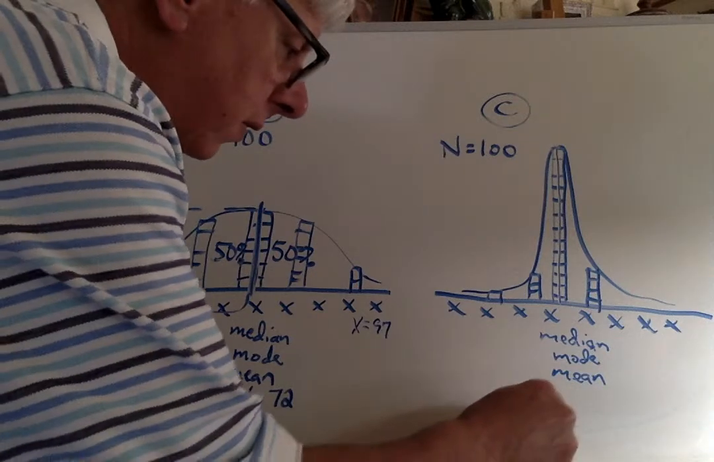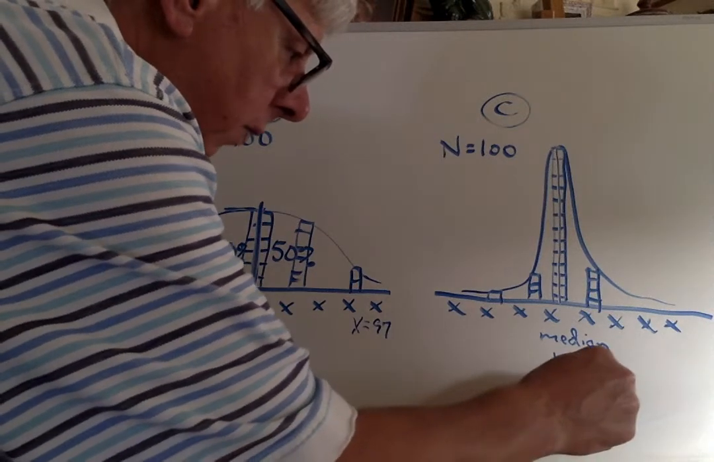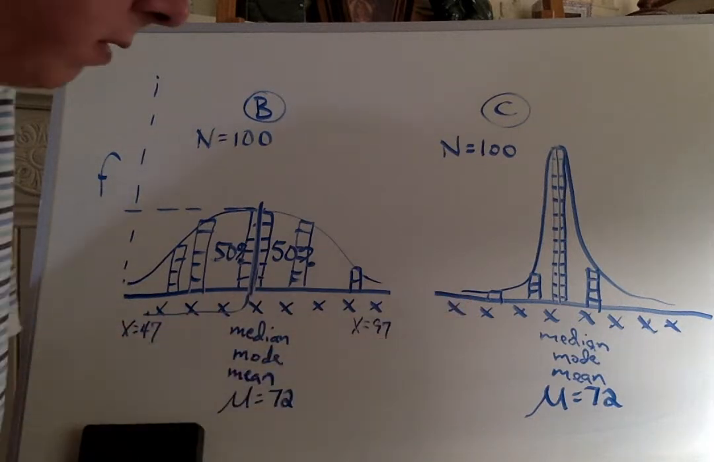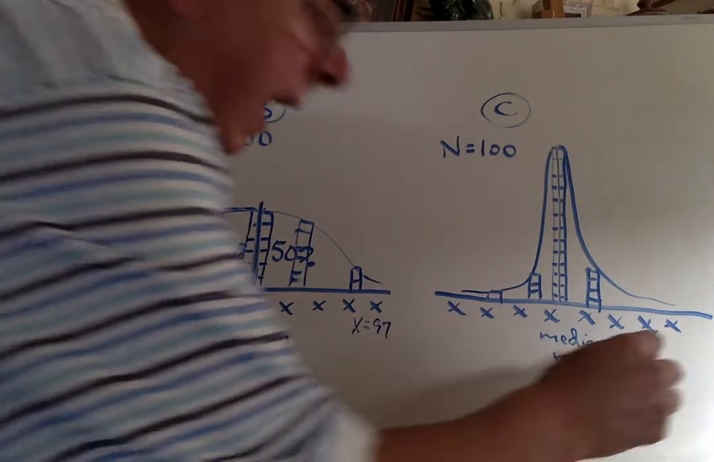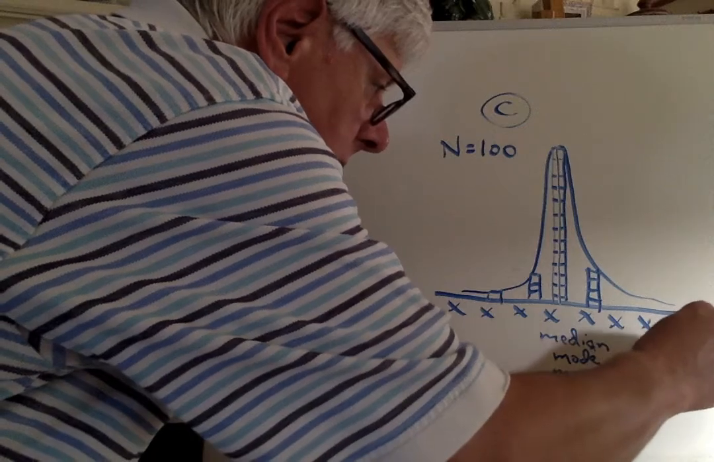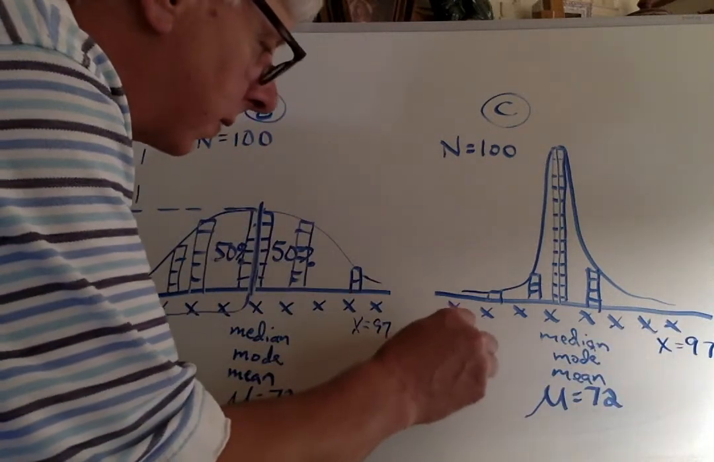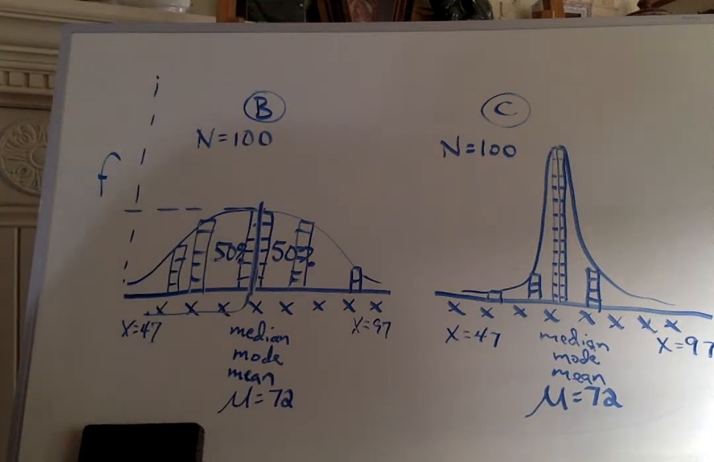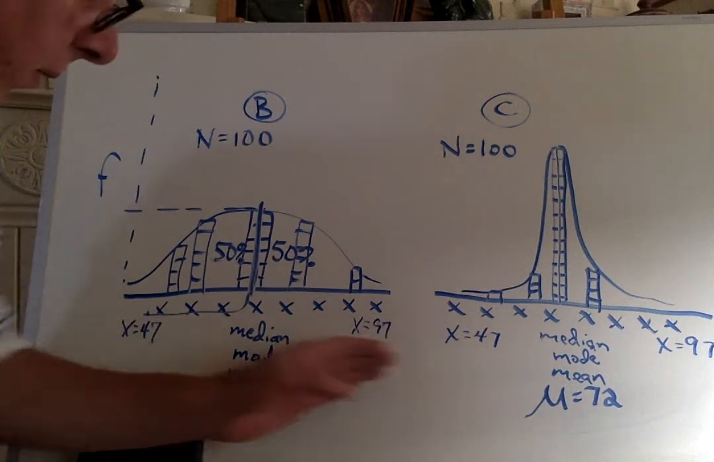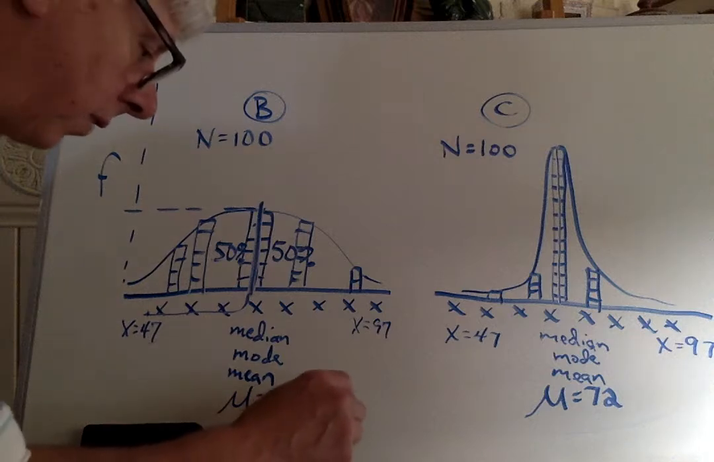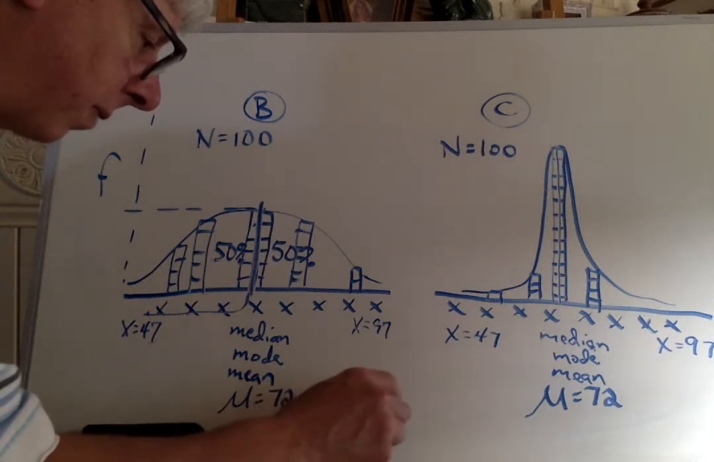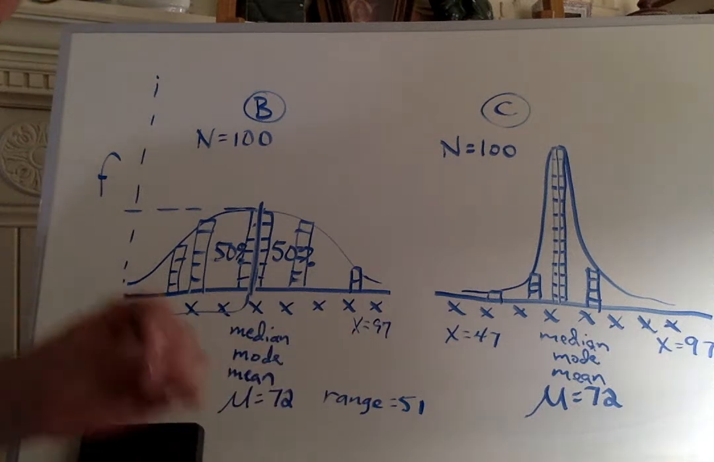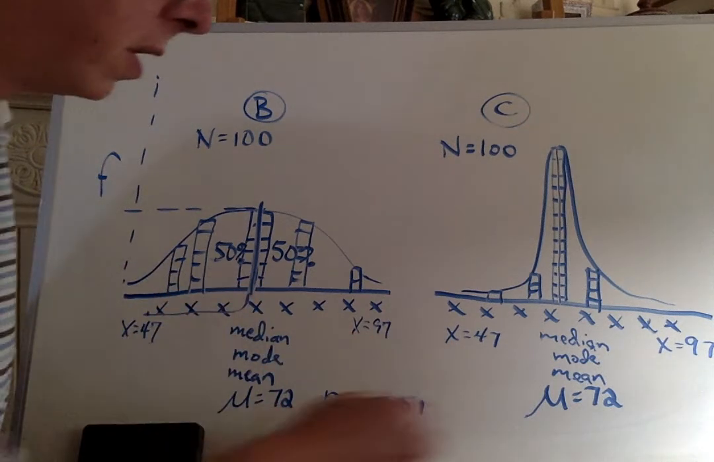And let's, for the sake of argument, say that we also found that the mean for this distribution was 72. And let's say that the highest score here is a 97 and the lowest score in this distribution is a 47. So what would be the range, by the way? What would be the range here? Well, the range would be 51, 97 minus 47 plus 1, okay?